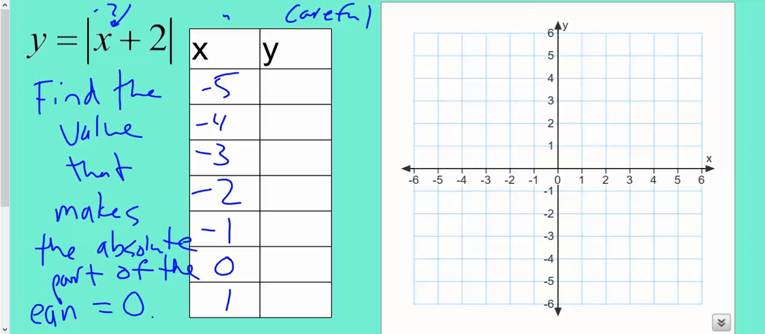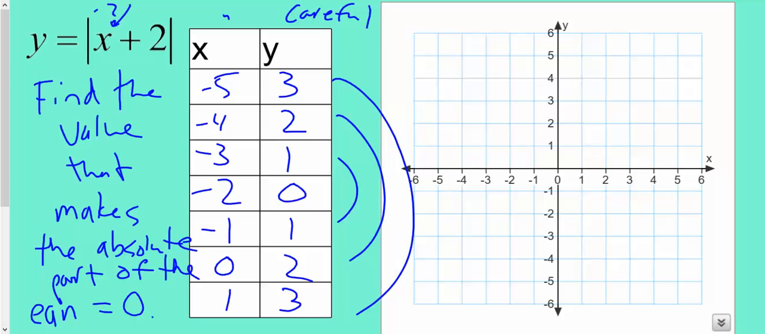So I'm going to choose negative 2 plus 2 is 0, absolute value of 0 is 0. Negative 1 plus 2 is 1, absolute value of 1 is 1. 0 plus 2 is 2, absolute value of 2 is 2. And 1 plus 2 is 3, absolute value of 3 is 3. And then go negatives. Negative 3 plus 2 is negative 1, gives us 1. Negative 4 plus 2 is negative 2, which gives us 2. Negative 5 plus 2 is negative 3, absolute value of negative 3 is 3. And as you can see now, it is symmetrical. So, if you want to make your graph symmetrical, this is what you do.